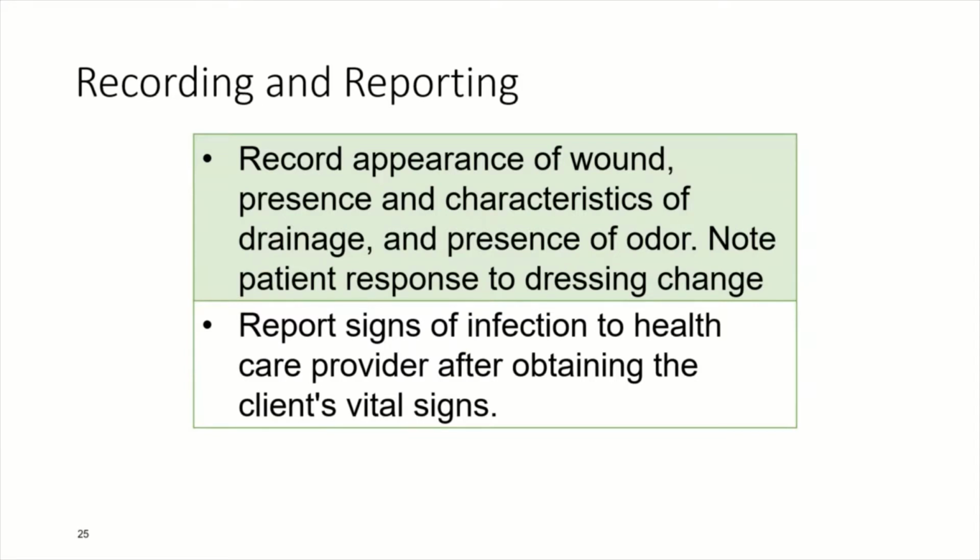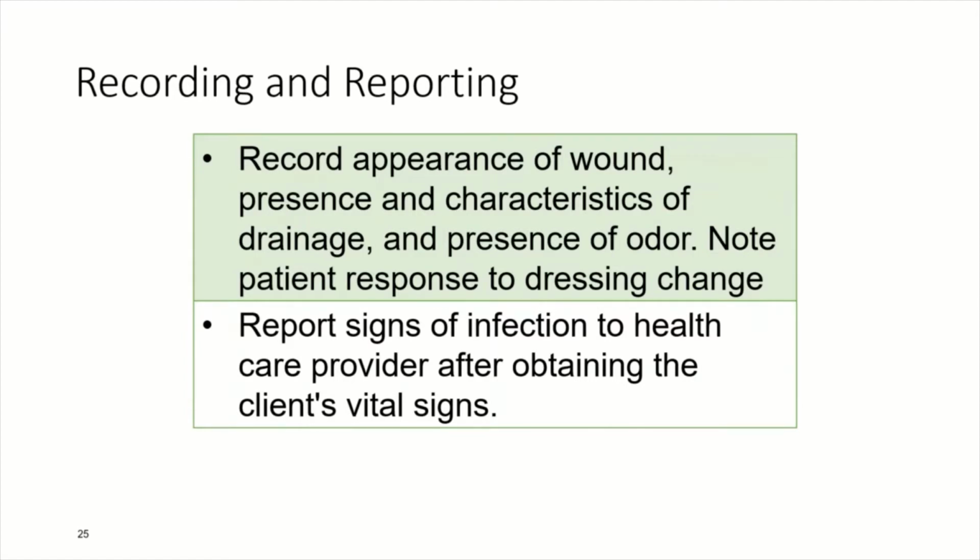So record appearance of the wound. The wound is beefy red in color. The wound is pale pink. The wound is covered in black eschar. All of these different things that we're recording that we just see in the wound are going to tell us a lot about what's going on with the wound. If it's beefy red, it's getting good circulation. If it's pink, it's not getting good circulation. If it's covered in eschar, it's probably not going to heal very well until we can debride that eschar.